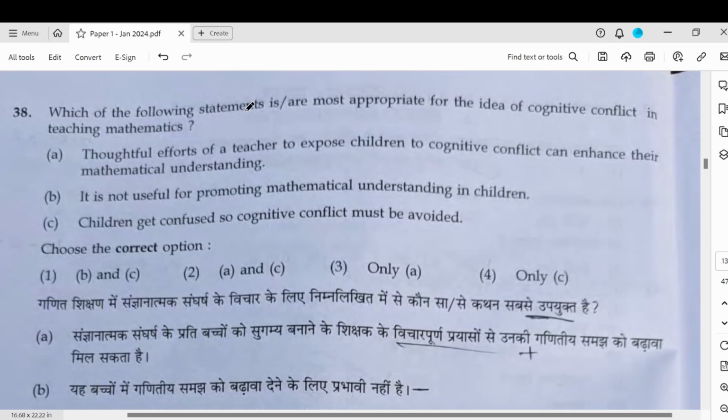38. Which of the following statements is most appropriate for the idea of cognitive conflict? So cognitive conflict is when you introduce ideas which the child knows two things and then there's a conflict and the child will have to think. So thoughtful efforts of the teacher can enhance mathematical understanding. True, it is not useful. Children get confused. No. So only A is the correct answer.